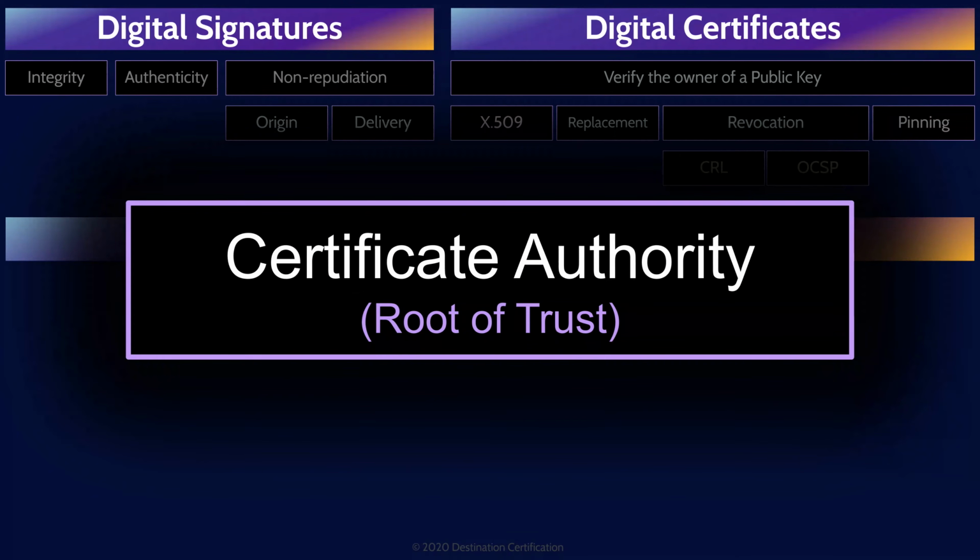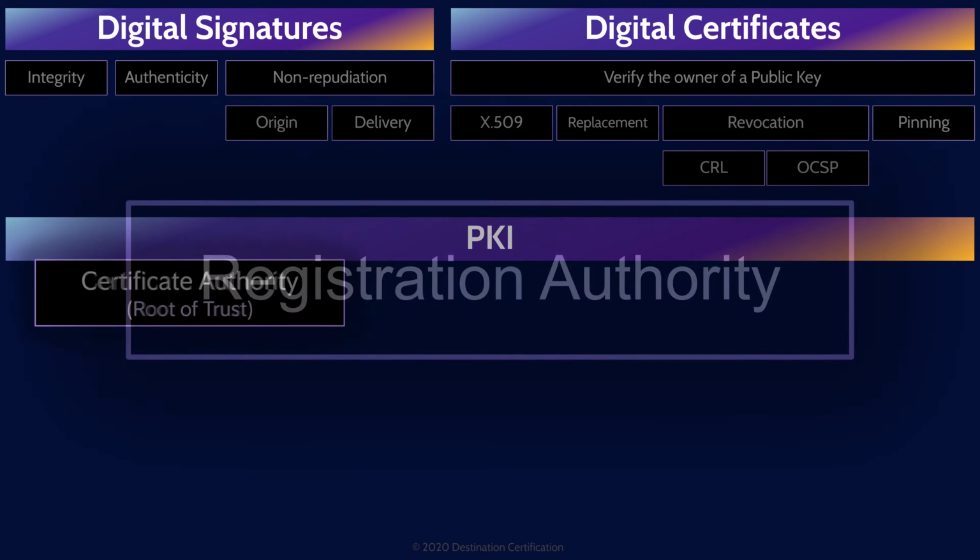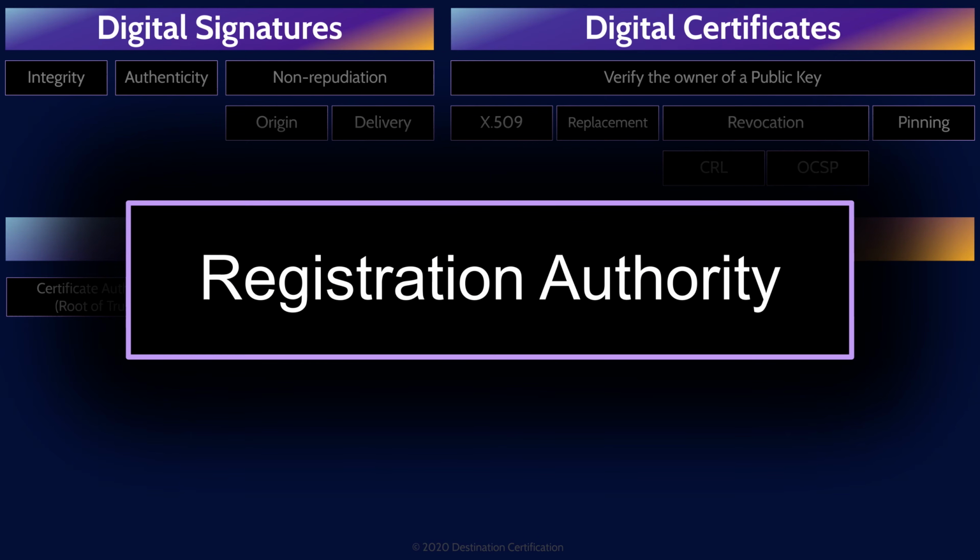They come pre-installed in our browsers like Firefox, Chrome, Safari, and other software we use. Before a CA will create a digital certificate for you, they first need to proof your identity to confirm you are who you say you are. The role within the CA that performs the identity proofing is known as the RA, the Registration Authority.